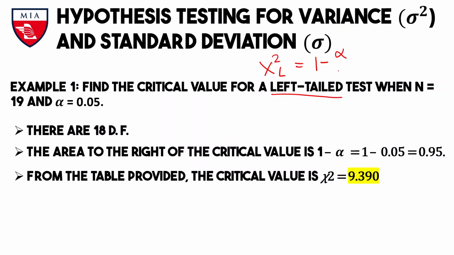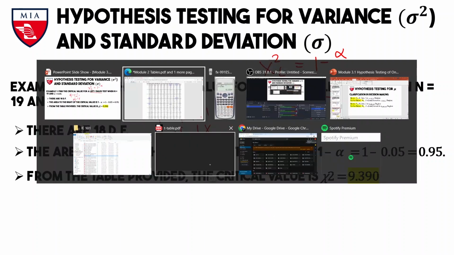So find the critical value for left-tailed tests. We have 18 df, because df is equal to n minus 1. Therefore, we have 19 minus 1, so our df is equal to 18. The area to the right of the critical value is 1 minus alpha. So let's find it here. We have 0.95. From the table, let's find the critical value of 0.95 at 18 df.